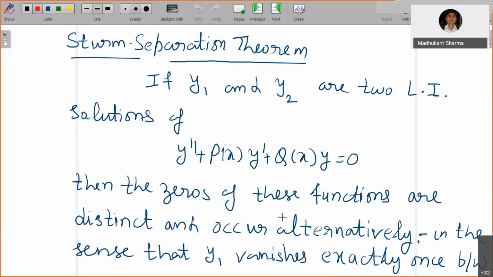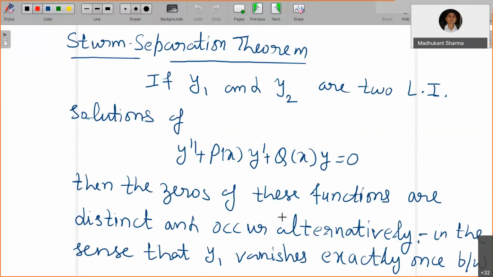And the second point is, if you take two successive zeros of, suppose, y2, then y1 will vanish exactly once between them. Between any two successive zeros of one solution, you will have exactly one zero of the other solution.